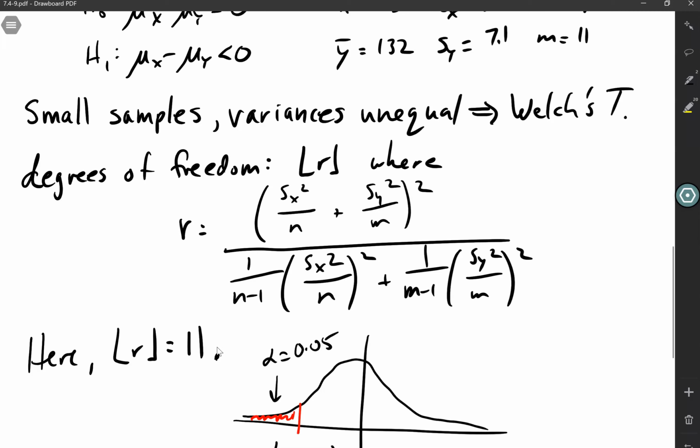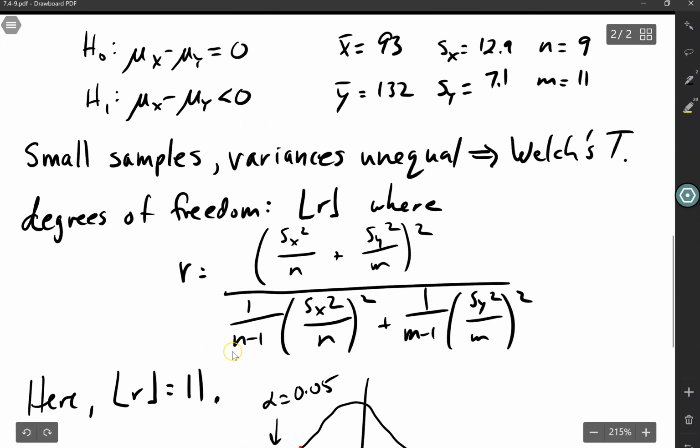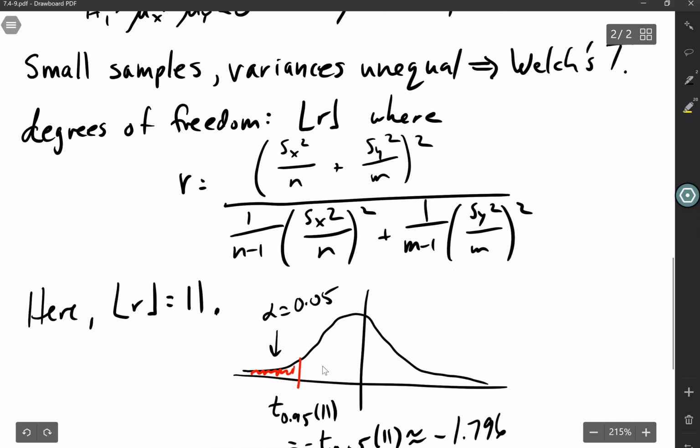All right, so notice that this degrees of freedom is significantly less than what we would have had if we had done the pooled. Remember, for pooled, we would have added these two and subtracted 2, right? We would have done 9 plus 11, subtract 2. We would have 18 degrees of freedom, but since we've got this unequal variance idea, we lose a lot of the degrees of freedom. What that means is that our t value here that we're going to get for our critical region is going to be, maybe not significantly, but it will be a larger value than it would have been if we had more degrees of freedom.